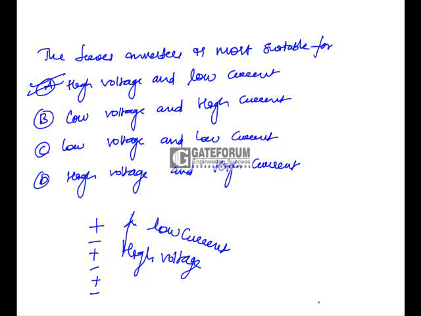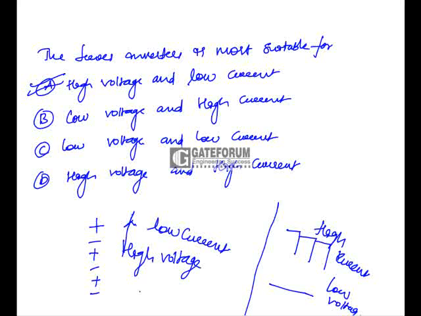Suppose you have parallel inverters. Parallel refers to currents. So we can say that with parallel inverters we have high current, whereas voltage is low. This is for parallel inverters, whereas the earlier case is for series inverters. So option A is the correct answer.